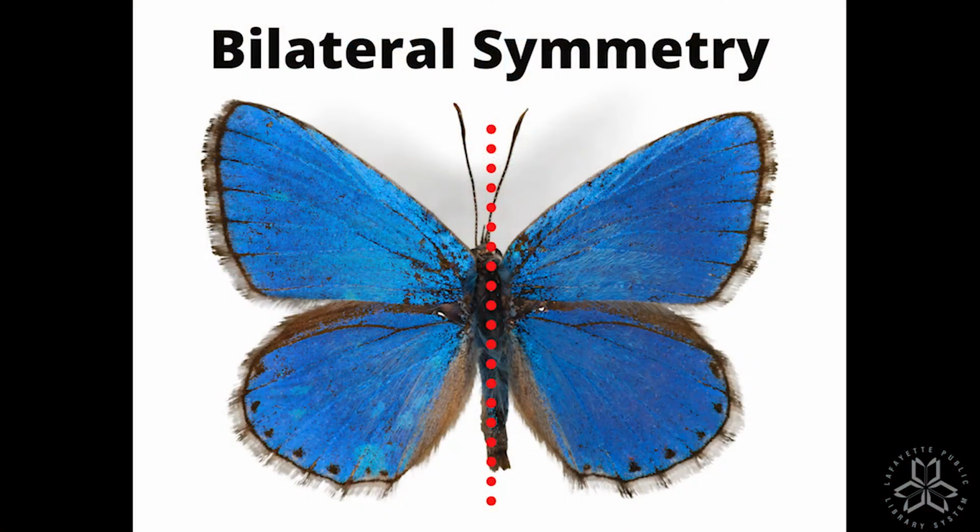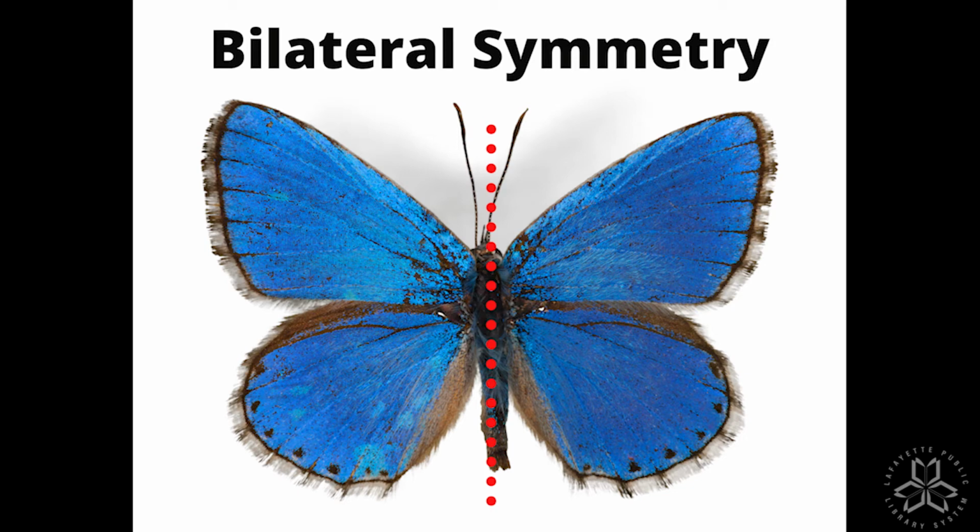One side is a mirror image of the other. A perfect example of bilateral symmetry on an insect is a butterfly. Now, my line down the center of the butterfly's body isn't exactly perfect because this image is kind of skewed a little bit, but it serves the purpose.